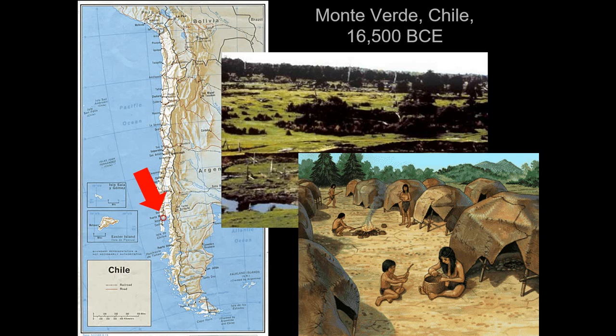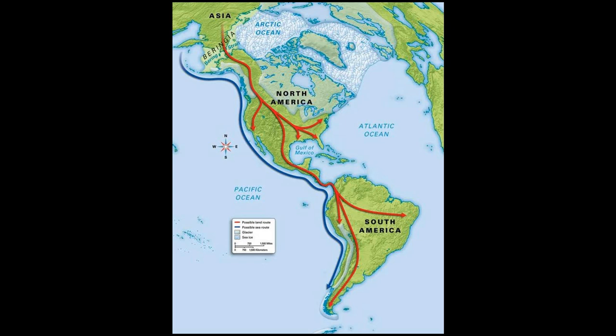The reason it causes the problem is that if they're coming across the Bering Land Strait, it would take them some time to get all the way down to the furthest tip of South America, meaning you would expect the oldest sites to be in North America and the younger sites in South America, but the exact opposite seems to be true. This is a problem, and it forced us to look at things a little differently.